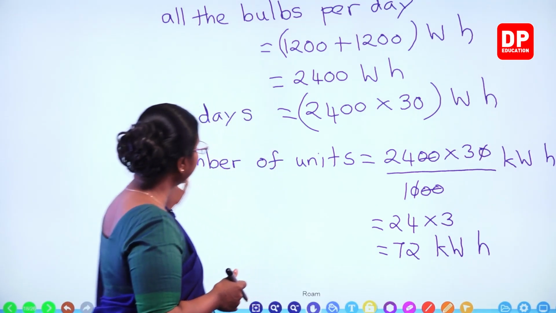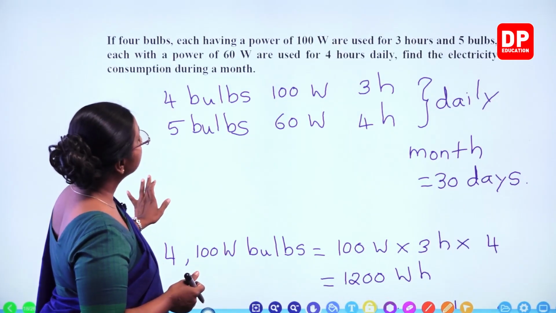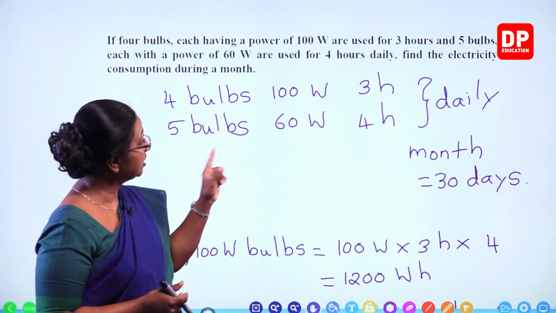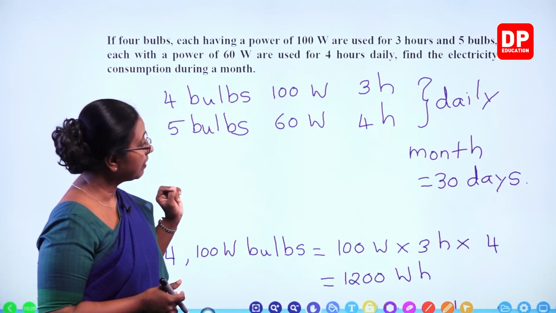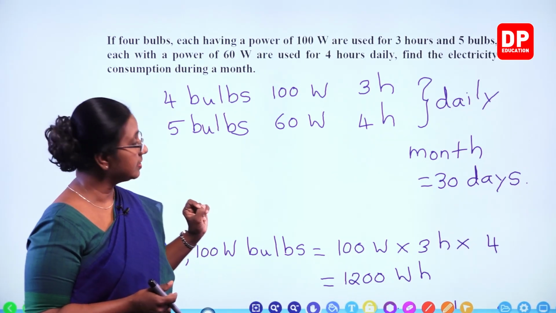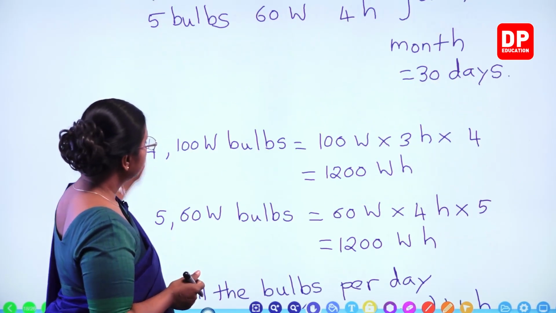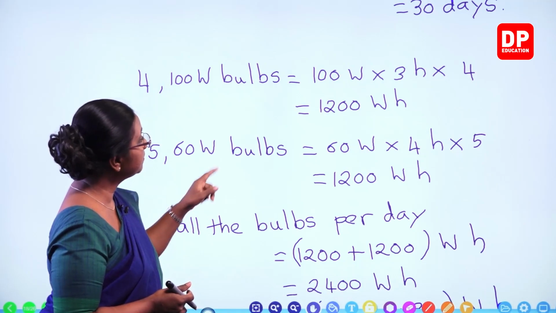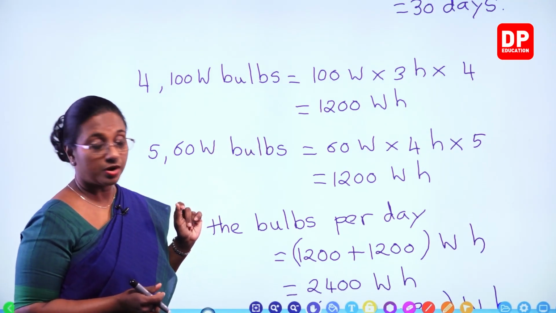I will quickly go through the calculation again. So in the question, they have given you information: 4 bulbs, 100 watts each, used for 3 hours a day. 5 bulbs, 60 watt power each, used for 4 hours daily. And the month is considered as 30 days. So if you calculate the energy consumption for 100 watt bulbs, 100 into 3 hours into 4, so that's 1200.